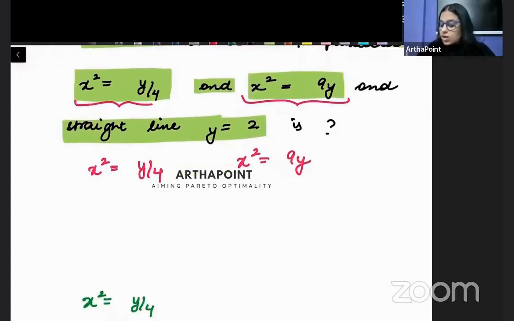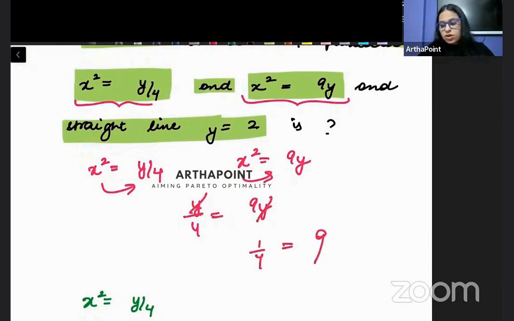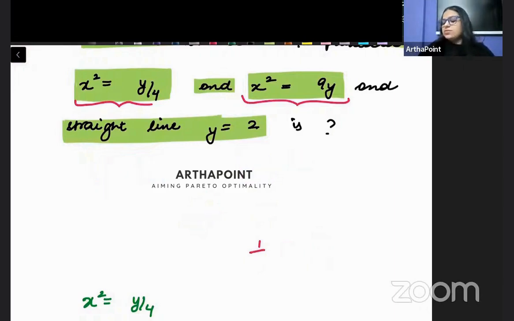No. क्योंकि अगर इंटरसेक्ट करेंगे तो x square अगर इसके भी इक्वल और इसके भी, इट मींस y by 4 और 9y इक्वल हो गए. तो y और y कैंसिल, इट मींस 1 by 4 9 के इक्वल हो गया. बेटा ये तो पॉसिबल नहीं है. 1 by 4 and 9 are not equal to each other. ये बहुत अलग बातें हैं. So it means that these two curves are not intersecting.